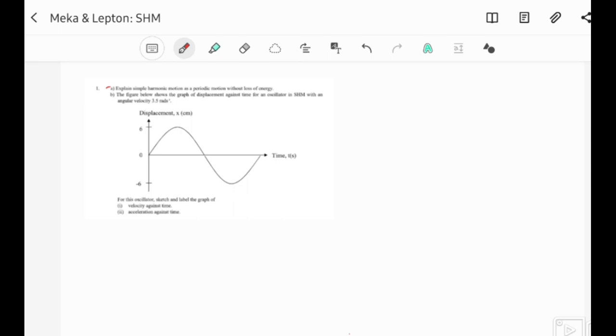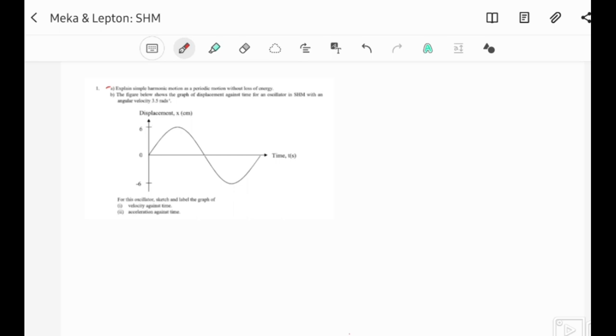So, soalan number 1. So, first you suruh explain simple harmonic motion as periodic motion without loss of energy. Okay, ini kita tengok equation dia dengan definition dia. Okay, kita terus pergi question number 1B.